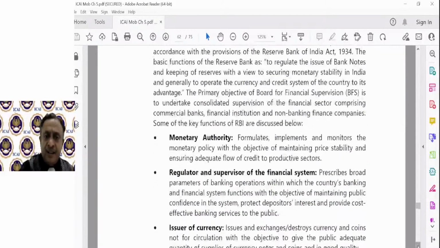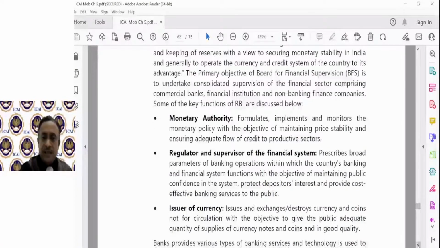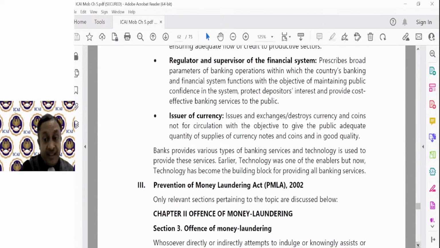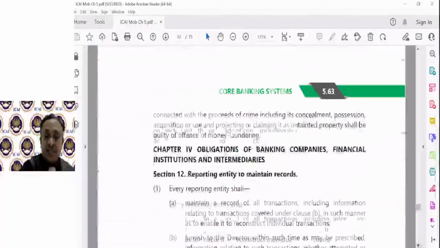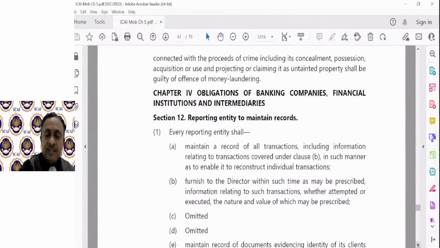Then the RBI is a monetary authority. It's a regulator and supervisor of the financial system. It is the issuer of currency in India. Then the Prevention of Money Laundering Act, PMLA. I'll request you to read through the sections. Please carry section 3, then section 12. These are important. We'll just read the headers.